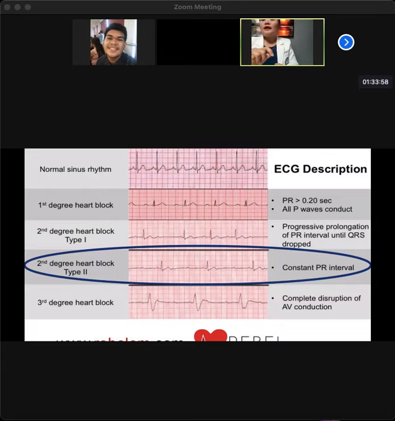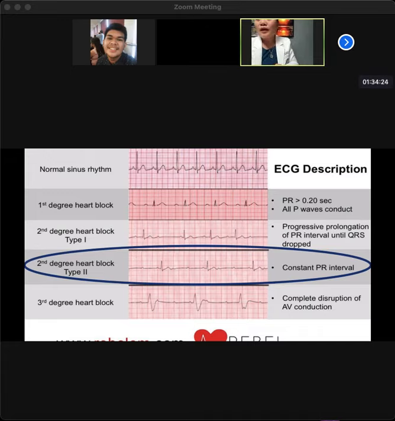So, this is the picture of your type 2 second degree AV block. So, as you can see, you have your normal PQRS, constant PR interval, and then wala ka nang QRS. Okay? Naintindihan? So what's the difference between the type 1 and type 2?